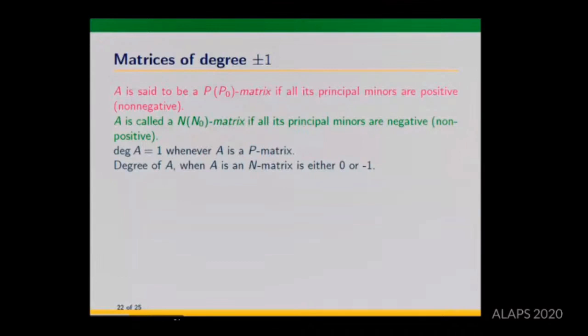To matrix theoretic researchers, P naught and N naught matrix classes are well known. But apart from that, a large number of matrix classes which arise in the context of LCP are many not well studied. So a matrix is called an N or N naught matrix. When A is an N matrix, then the degree of A is either 0 or -1.